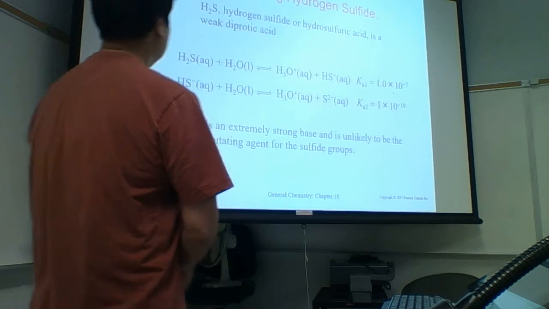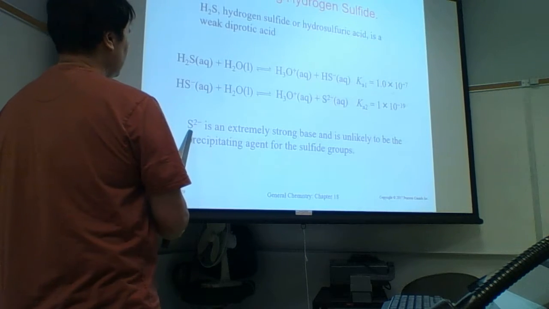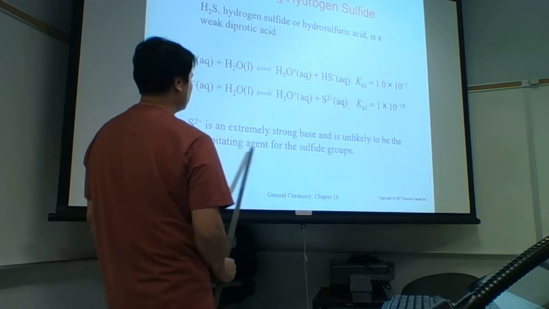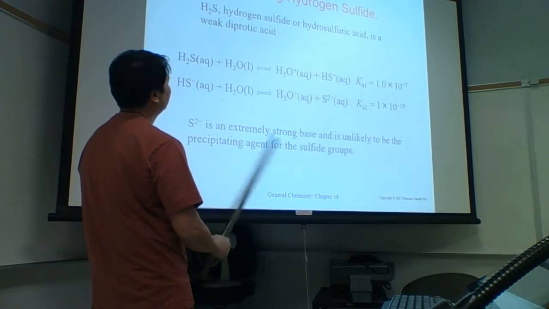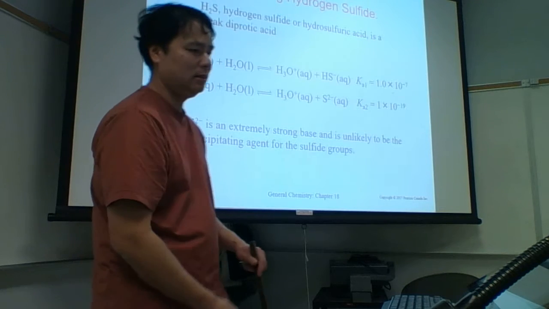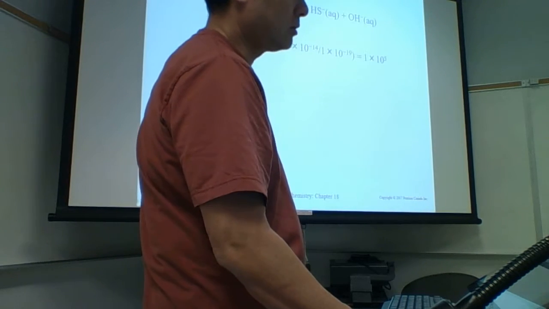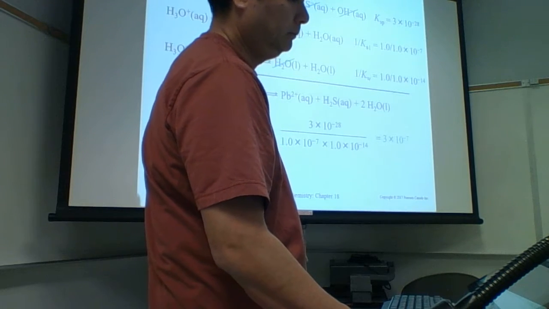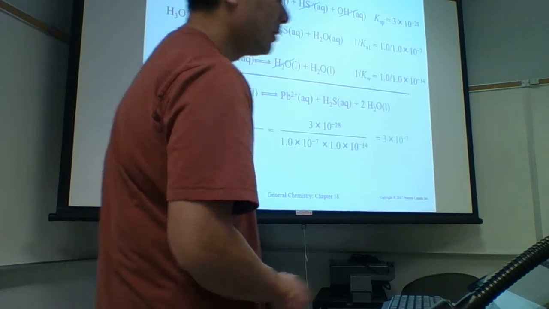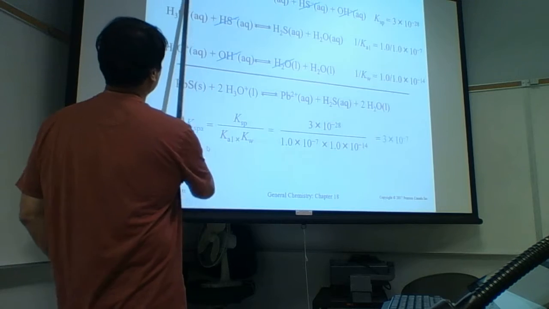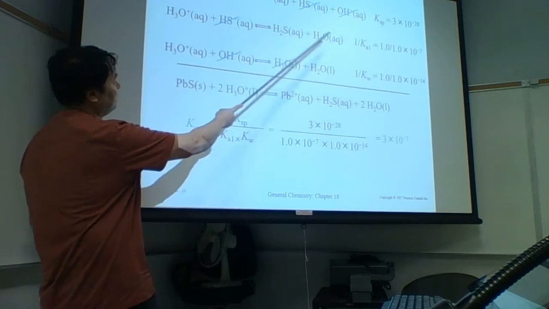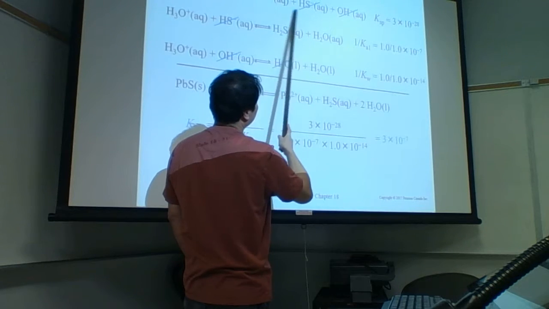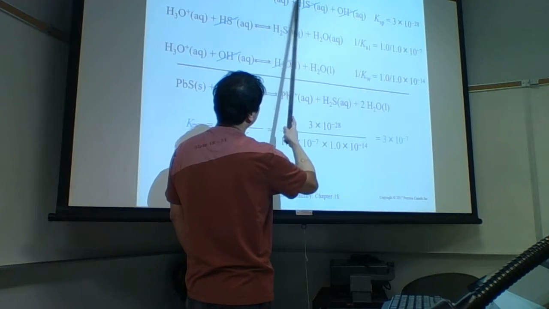Here's group 2. Group 2, we're looking at the sulfide. Sulfide is an extremely strong base and is unlikely to be the precipitating agent for the sulfide group. This sulfide is extremely strong base. Everybody should know that. Well, anyway, this is our KSPA, but this is with lead sulfide. So this is our KSP with this. I call it KSP superscript B just so it's different. You just got to know for sulfides it's different.